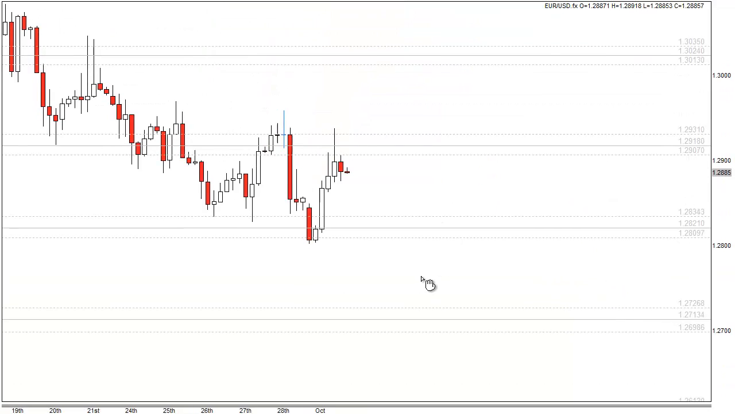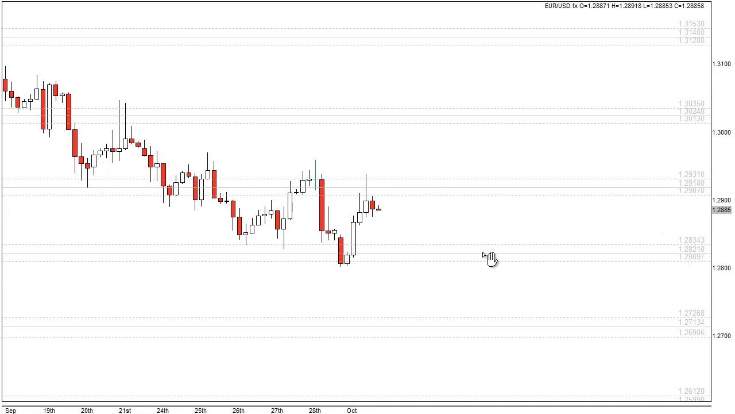So that pretty much sums it up for Euro USD this week. I've shown you all the major areas of support and resistance close to current price. So use these areas, use them for reversal trades.